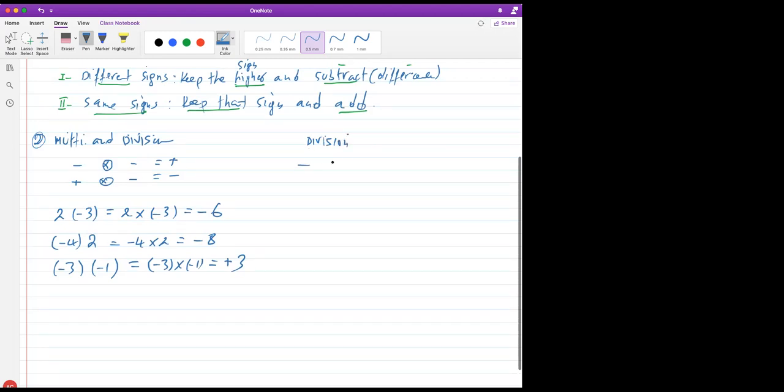Same rules, negative divided by negative would always be positive, that's right. And if you divide different signs, you're gonna get negative. Again, doesn't matter which one comes first. Different signs in multiplication and division, it's always going to be negative. If you multiply or divide the same signs, it's always going to be positive.